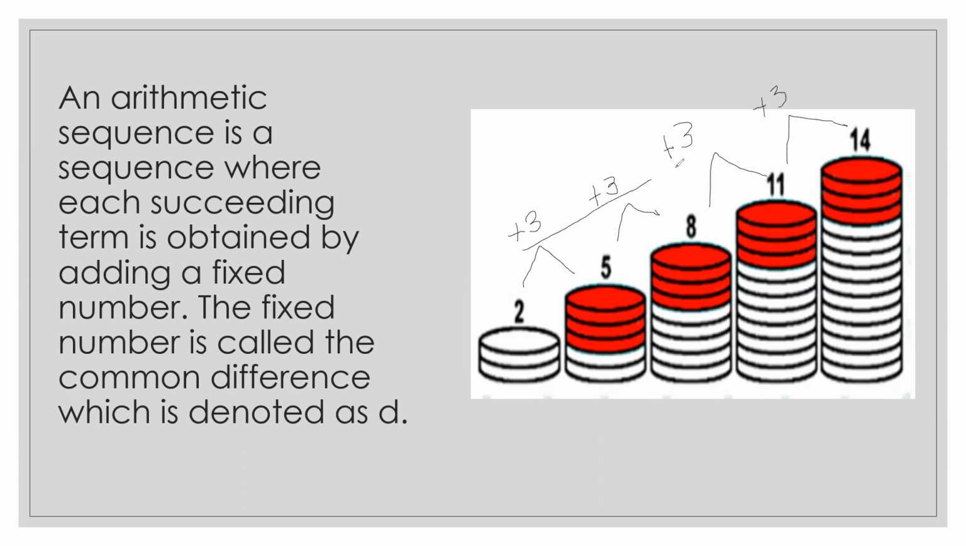Okay? Kung mapapansin nyo, this is constant. Pare-pareho ang idinadagdag natin, hindi nababago. Ibig sabihin nito, kung nag-a-add tayo ng pare-parehong number, which is what we call the common difference, in this case, the common difference is 3, it is now called an arithmetic sequence. Okay po, nag-a-add tayo ng isang fixed number, which in this case, we add positive 3. So that's 2 plus 3, that becomes 5. 5 plus 3 becomes 8. 8 plus 3 becomes 11, and 11 plus 3 becomes 14. So our D here is 3, positive 3.